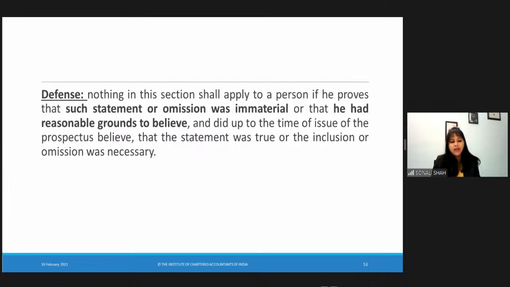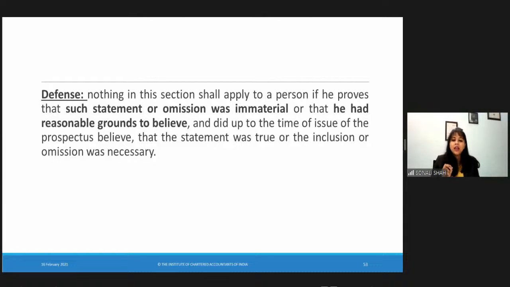Now, there is some error in the prospectus where instead of the name of the director being Shweta, it is mentioned as Shwet. The A is missing. So, if the person who has been held liable for criminal liability can prove that the omission or the misstatement that has happened was immaterial, then he will not be affixed with the liability.